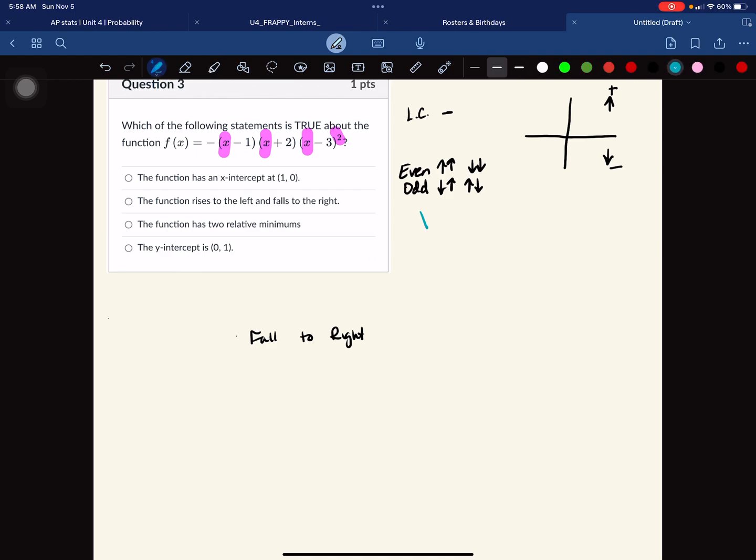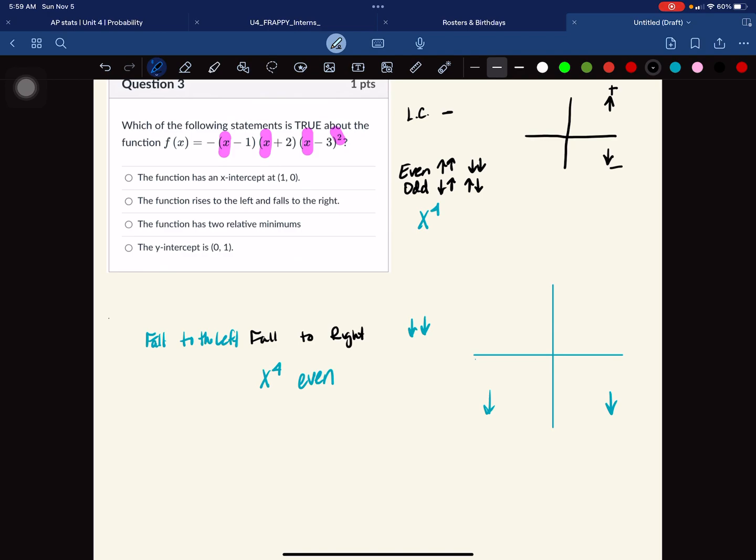So we know this is an x to the fourth term, that makes it even. So that means they go in the same direction. So we've isolated that it's going to fall to the right, so that must mean that it's also going to fall to the left. All right, so it's a down, down type of thing. So let's start getting an idea of what ours would look like. Down, down.